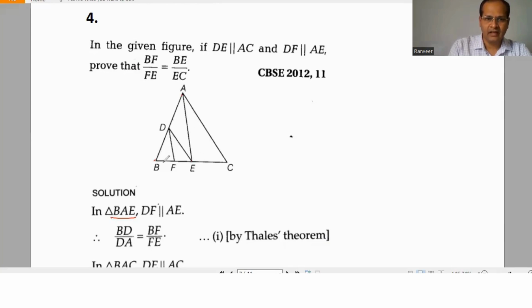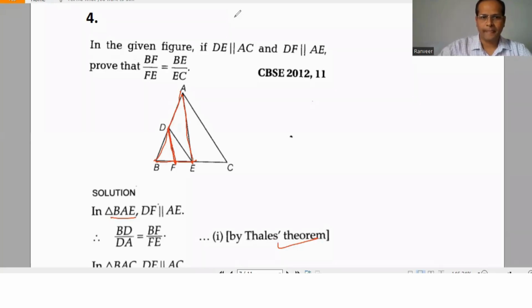In this triangle BAE, DF is parallel to AE. This line and this line are both parallel. So we can write BD by DA is equal to BF by FE. Since this line is parallel to this line, we have written this based on Thales theorem.